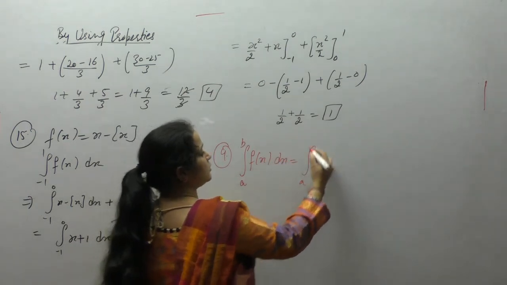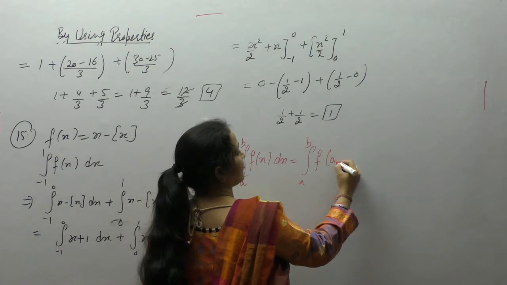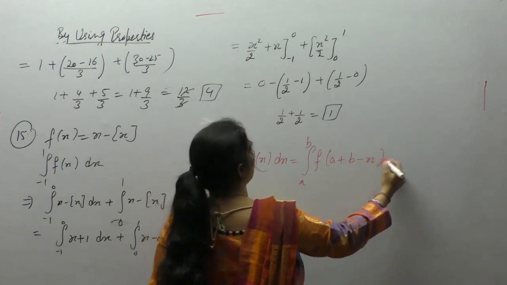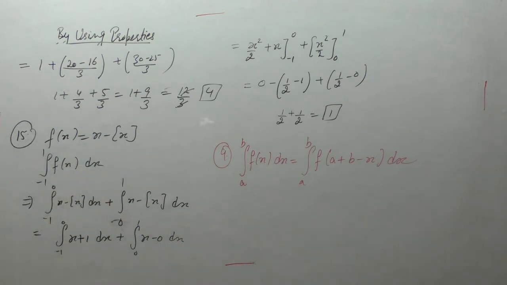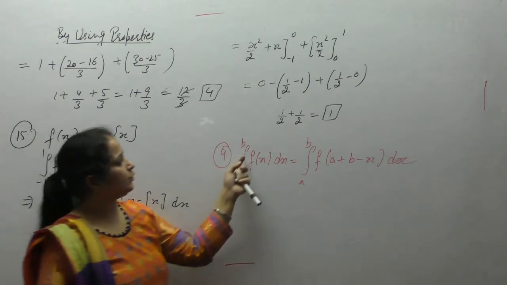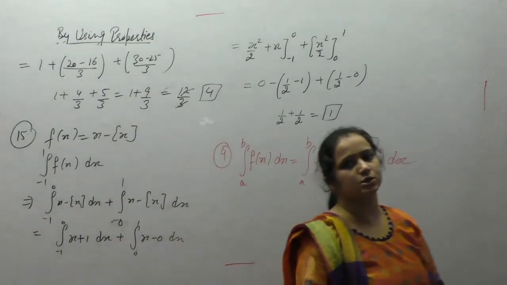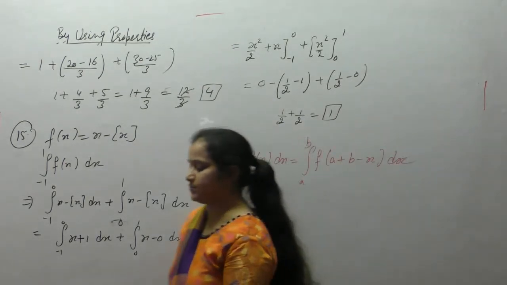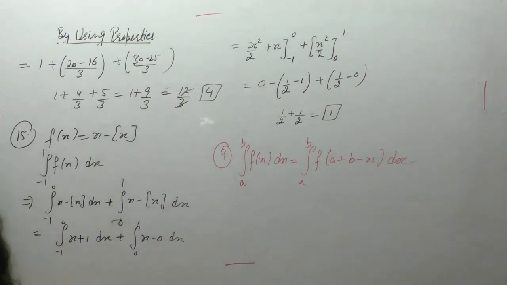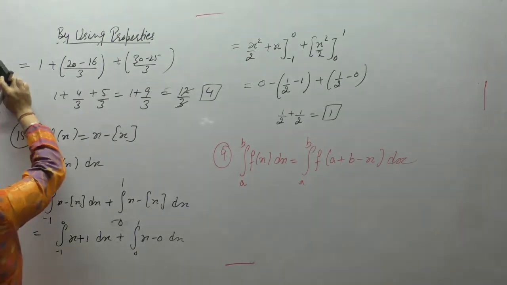Integral a to b f of x dx is equals to integral a to b f of a plus b minus x dx. We did three properties before this. The next property is this: when the function is continuous on the interval a to b, then integral of a to b f x dx is equals to integral of a to b f of a plus b minus x. Now we will do questions related to this property.